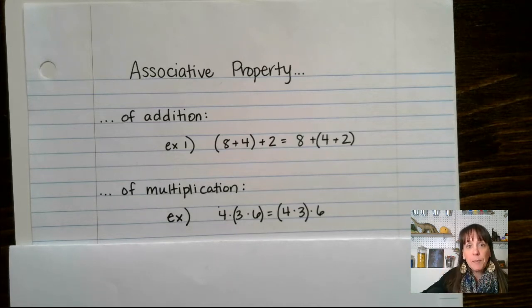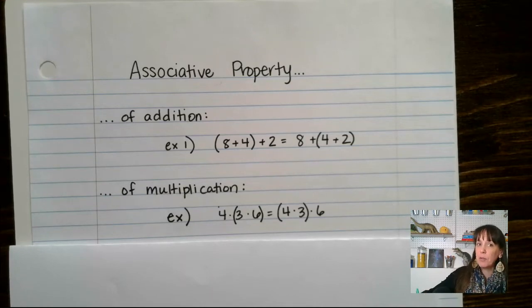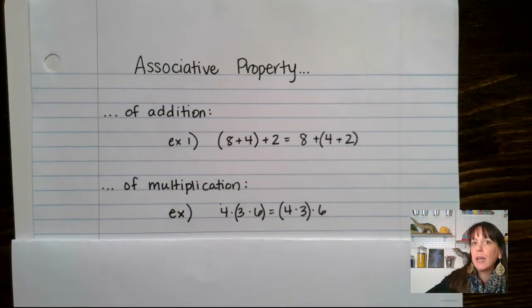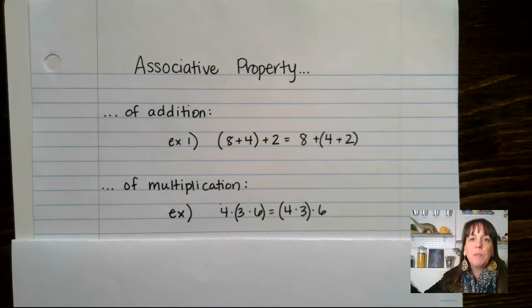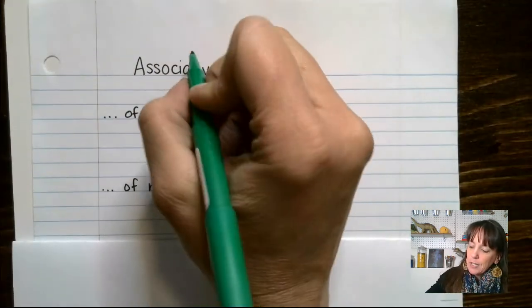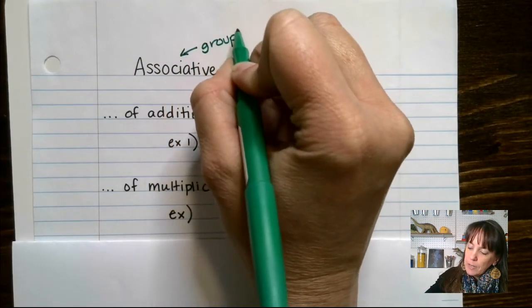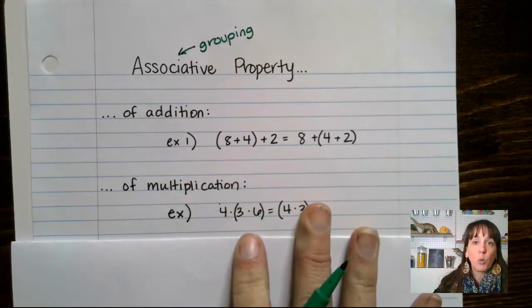So let's talk about the associative property. How I remember this is an association is a grouping, right? If you belong to a readers association, it is an association or a group of people who like to read. So the associative property, I like to call that the grouping property. And what we're looking for are different versions of grouping.